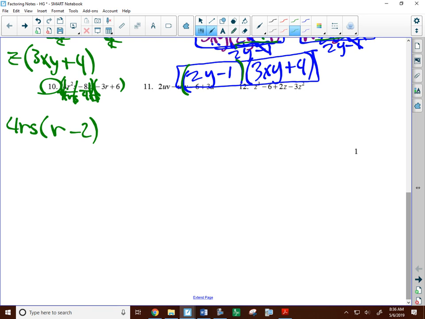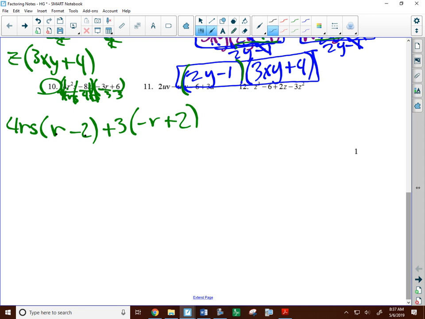Now here's why I grouped that negative there. What's the GCF for the second group? 3. Now watch this. If I take out a positive 3, I'd be left with a negative R, and 6 divided by 3 is plus 2. You see what happened there? It's close, but I got the opposite signs that I wanted.